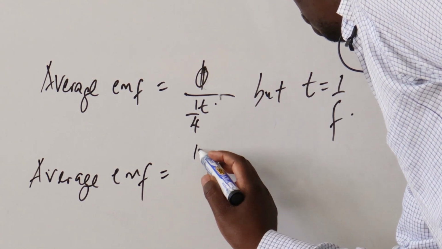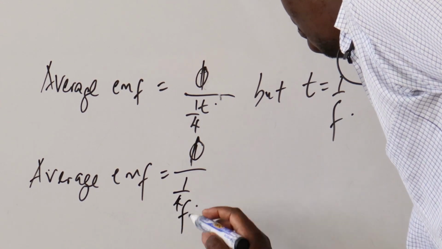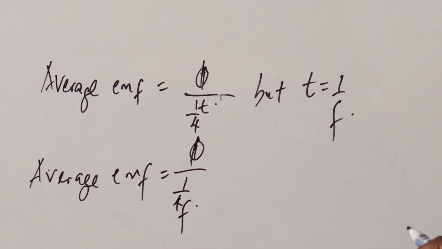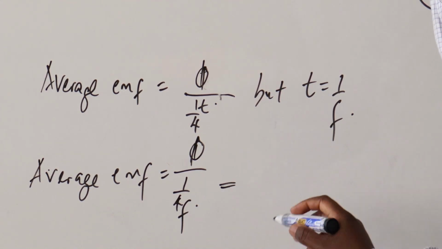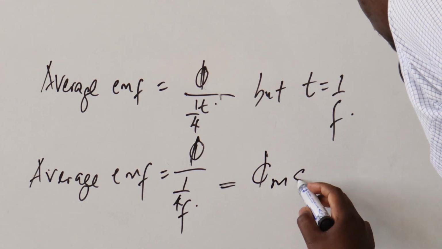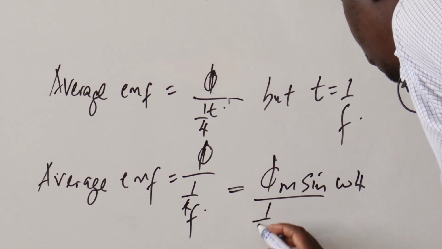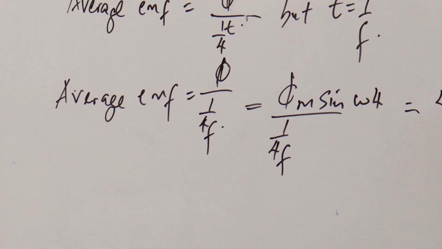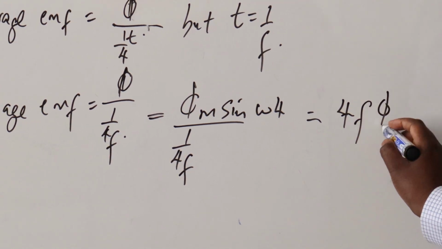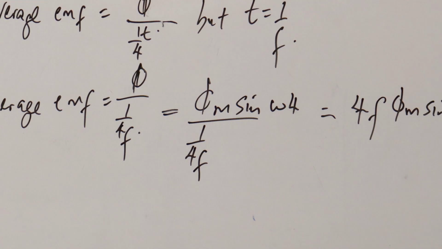The average EMF is phi over 1 over 4F. So this gives us phi m sine of omega t over 1 over 4F. Then it goes above, and we shall have 4 F phi m sine of omega t. We have this expression here.